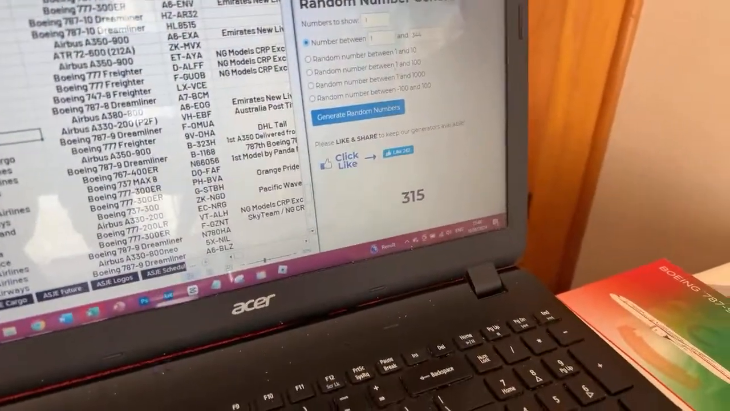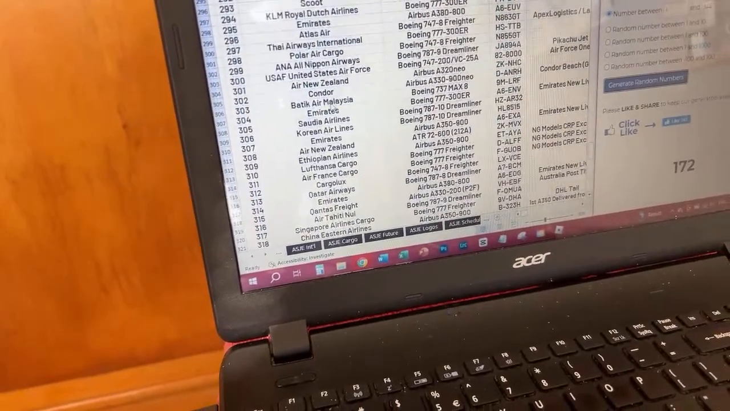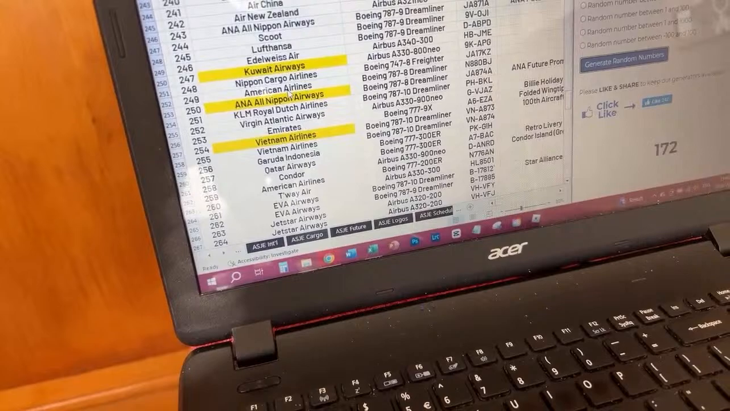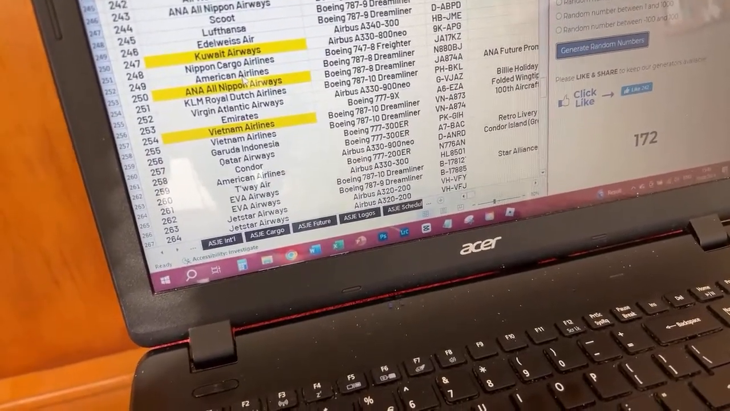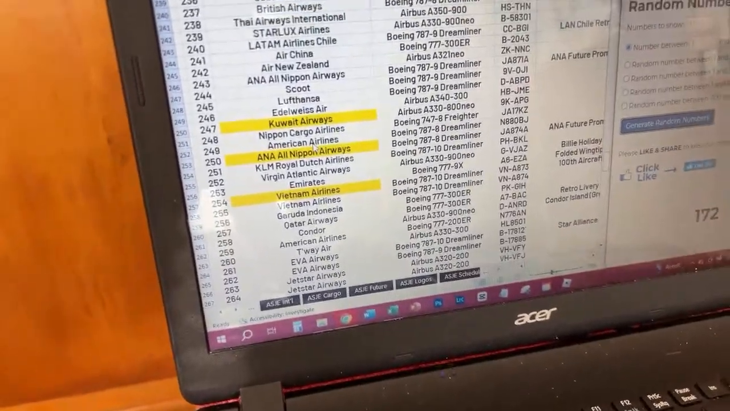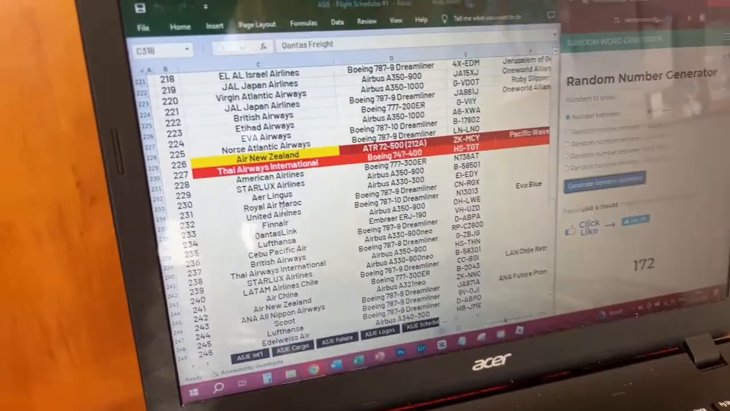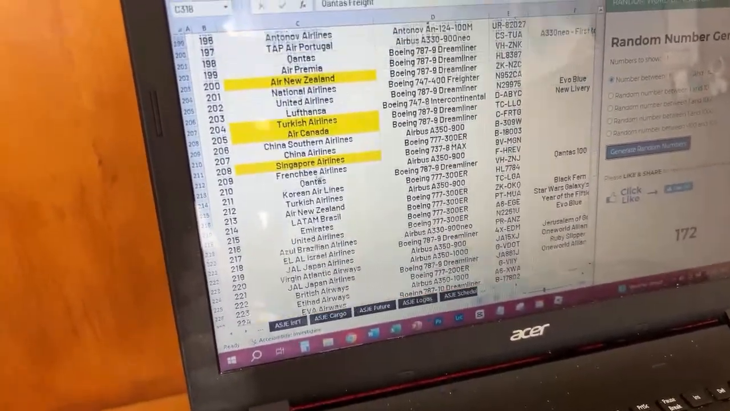So hopefully this is the next one for Alpha 5, 172. Does Air Canada often fly down to New Zealand? Actually, Air Canada flies to Auckland as a passenger route. So I think it's with the 787 at the moment. I think it's the Dash 8 that does the route.